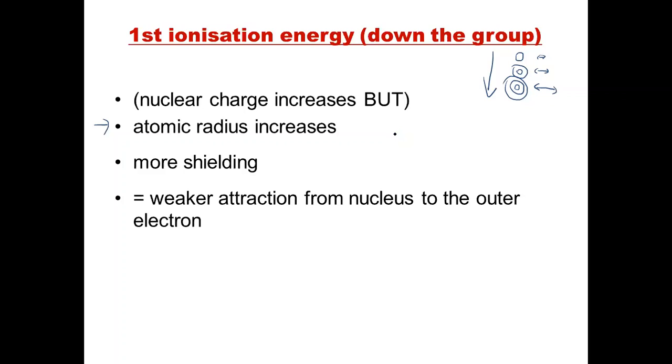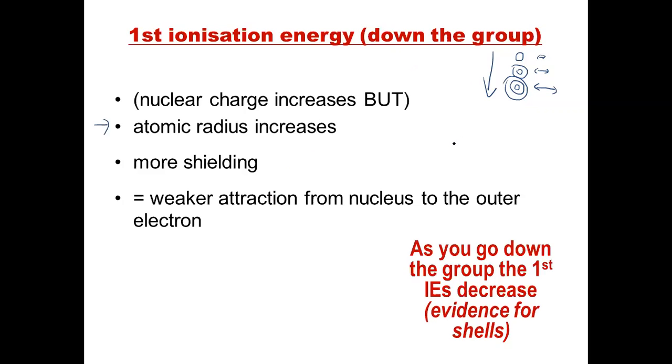So altogether, even though the nuclear charge increases down the group, the radius also increases, and that's a bigger factor. And we get more shielding. So in both cases, that means there's a weaker attraction as you go down the group from the nucleus to the outer electron, and ionization energies decrease.